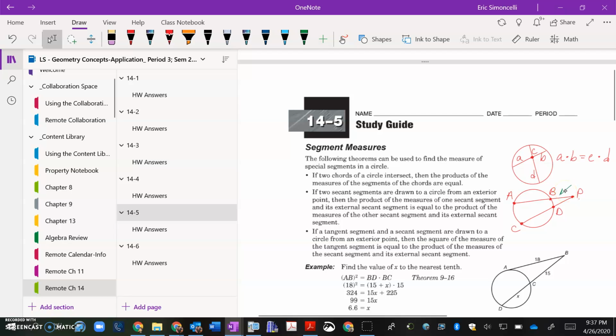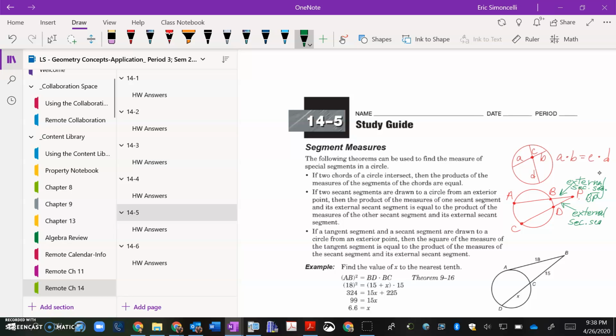So this on its own is technically an external secant segment, BP. Well, this is also an external secant segment, and that, of course, is DP. We do have two secants still to decipher and depict in our equation here in a moment.